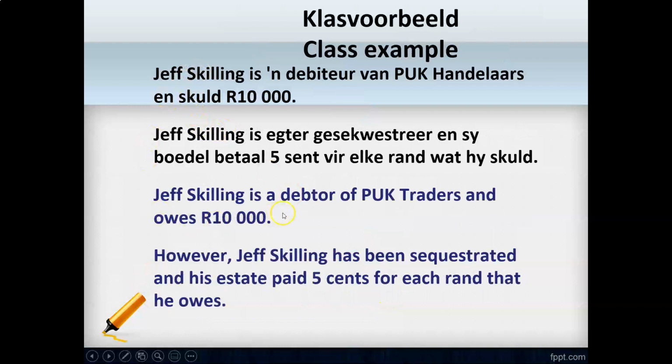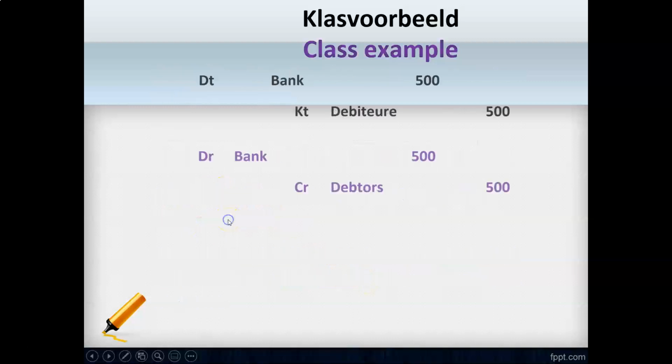Let's do an example. Jeff Skilling is a debtor of Pick Traders and he owes 10,000 Rand. However, Jeff Skilling has been sequestrated and his estate pays only 5 cents in the Rand of his outstanding debt. So how much are we going to receive? We're going to receive 5 cents, 5% of 10,000 Rand, which equals 500 Rand. That is what we're going to receive. How much is still left on his account? 9,500 Rand. What are we going to do with the 9,500 Rand? We're going to write it off as a credit loss.